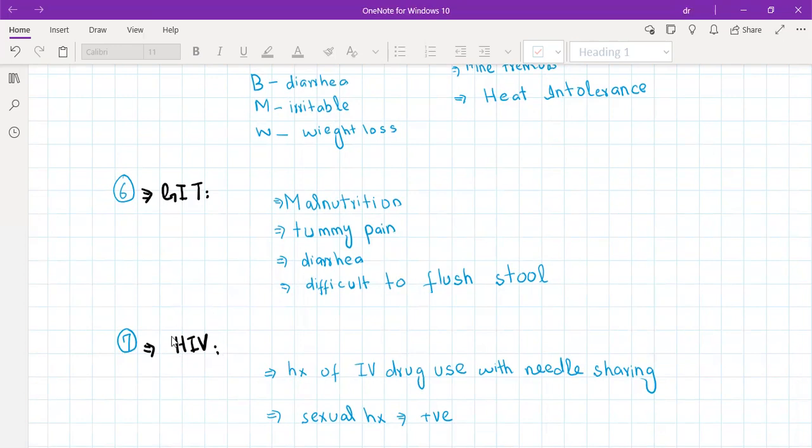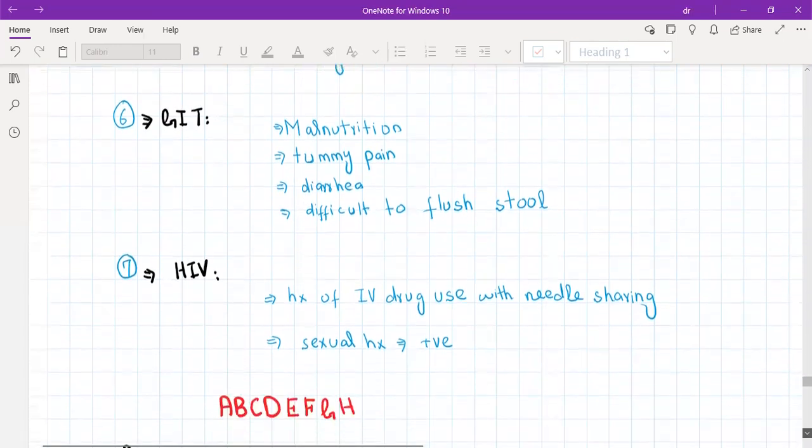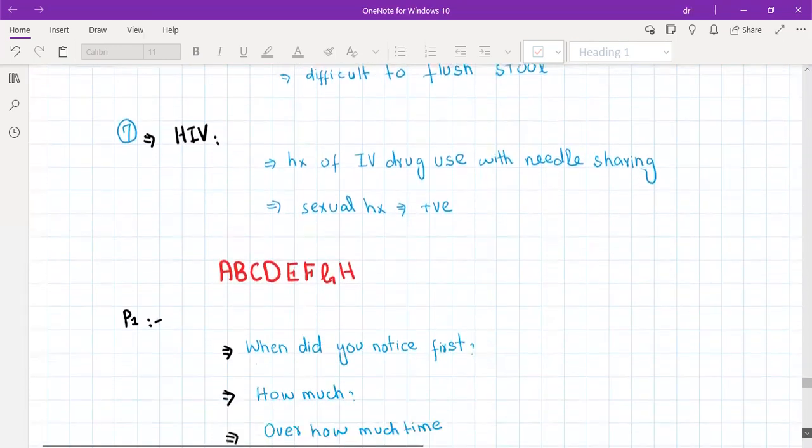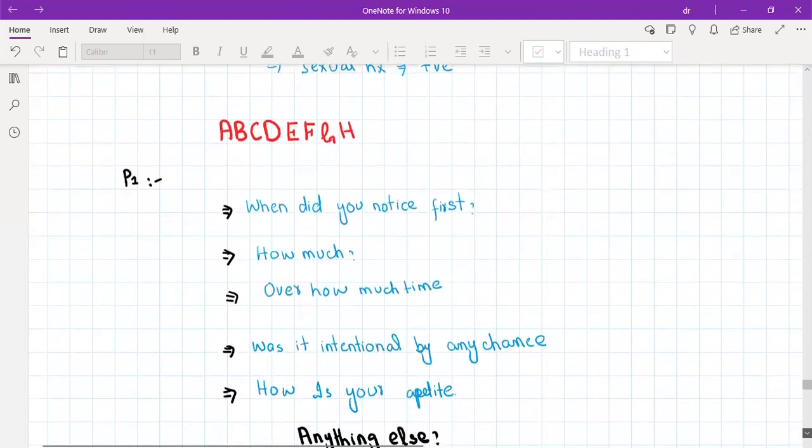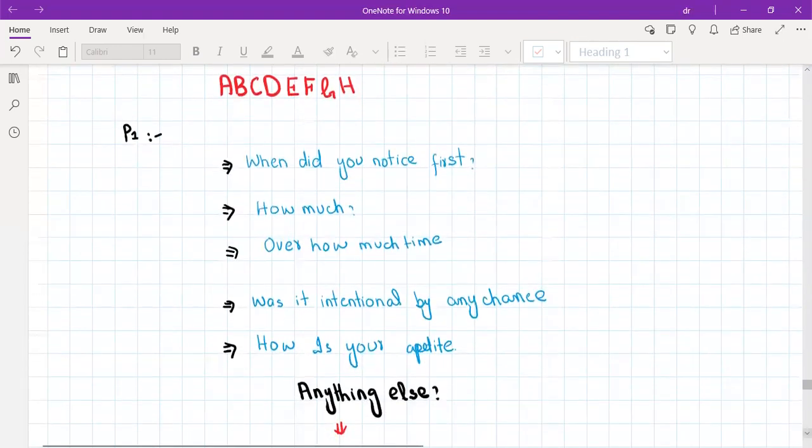And H stands for HIV. So the HIV patient will have a history of IV drug abuse with needle sharing, or he may have a positive sexual history where he's not practicing safe sex and has multiple sexual partners, etc. So basically the differentials of weight loss are A, B, C, D, E, skip F, and then G and H.